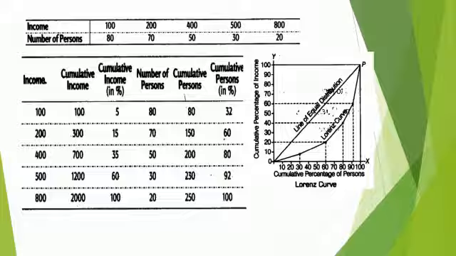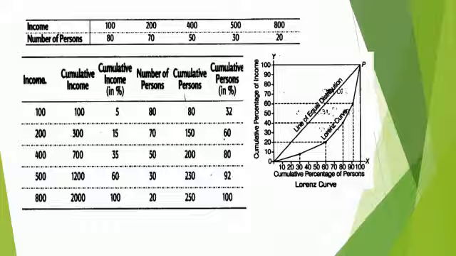The example: income and number of persons. Income is a discrete series: 100, 200, 300, 400, 500, 800. Number of persons: 80, 70, 50, 30, 20. So first you have to find the cumulative. Income also you have to find the cumulative, and number of persons means frequency, then you also find its cumulative.